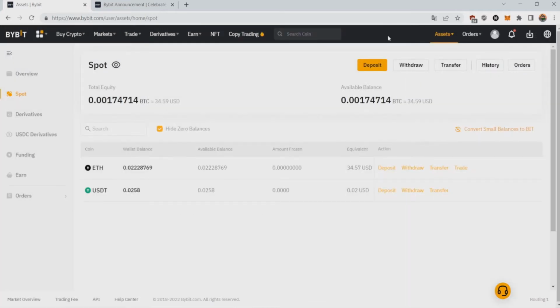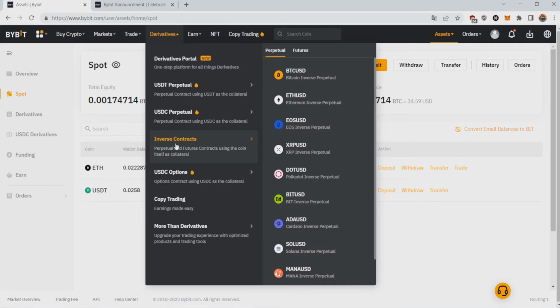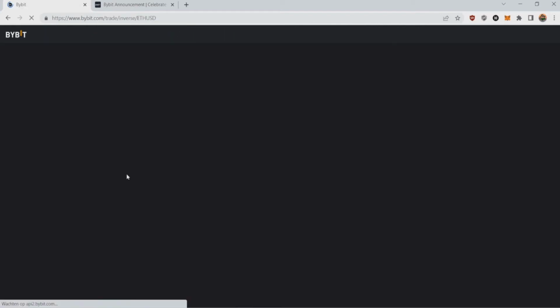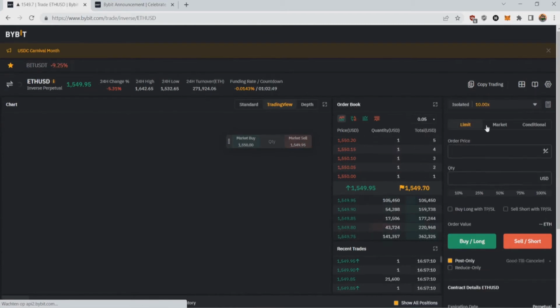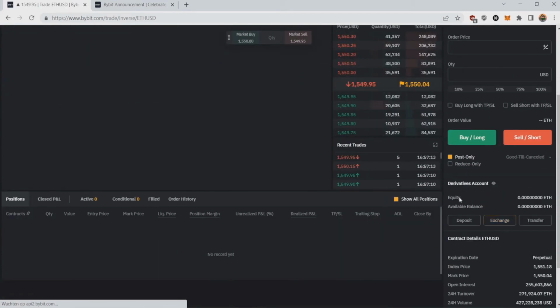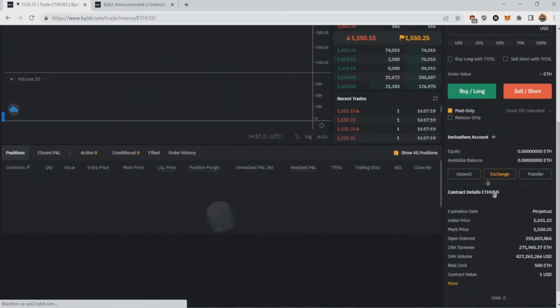So the next thing is, of course, what you all came for: how to short and long trade. So what you're gonna do is go to derivatives and go to inverse contracts and select the coin you want to do. So I bought Ethereum, so let's go to Ethereum. If you bought Bitcoin, you go to Bitcoin. That's how easy it is. But now, as you can see, guys, I got zero equity on my derivative account. So how are you gonna put money on this account? I'm gonna show you right now.